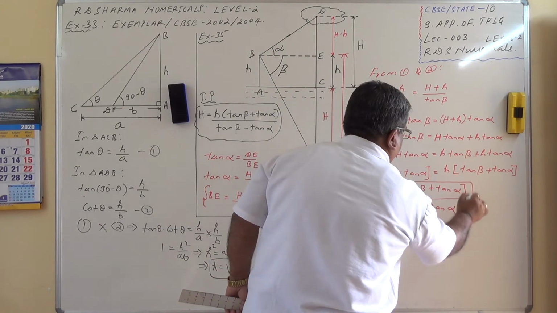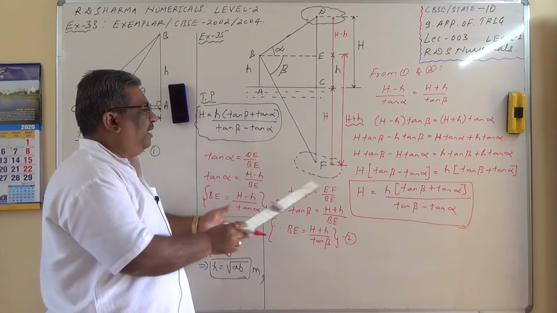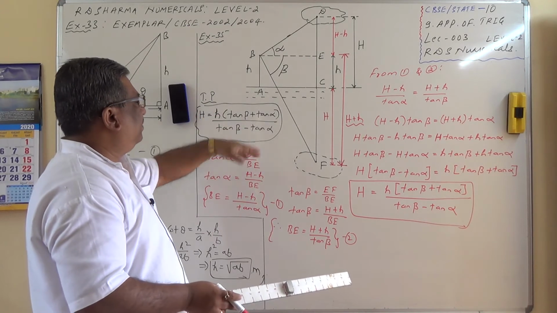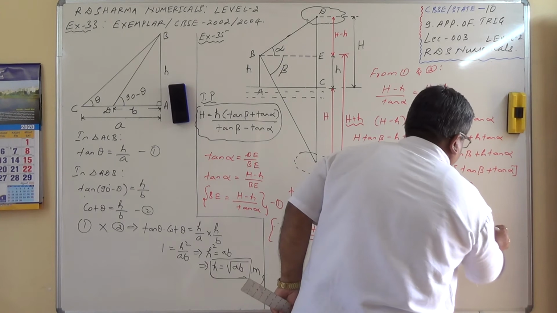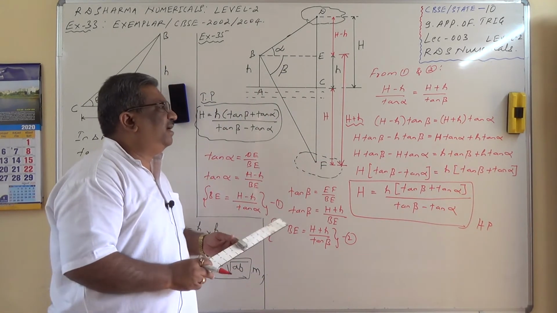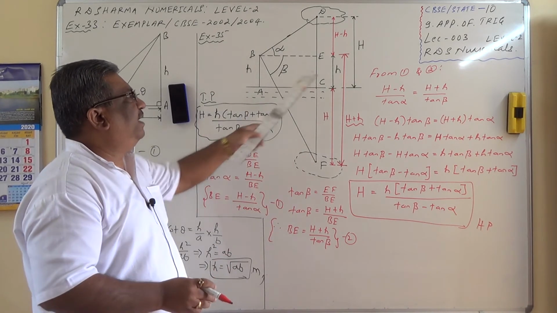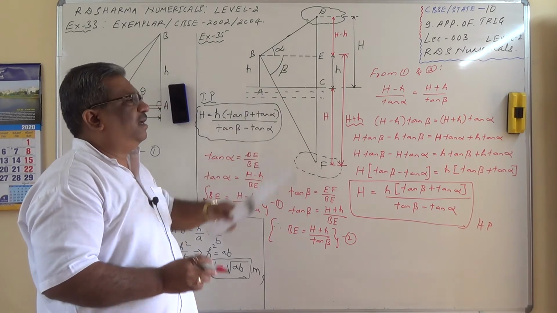And therefore height of the tower is, finally you write, therefore height of the tower is equal to capital H equals h into bracket tan beta plus tan alpha divided by tan beta minus tan alpha. Hence proved. See dear students, you will get one numerical also where you will be given this h and we need to find out capital H, and alpha and beta also will be given to you.